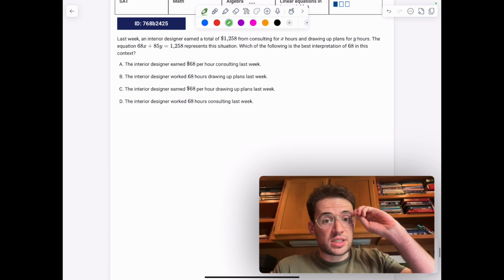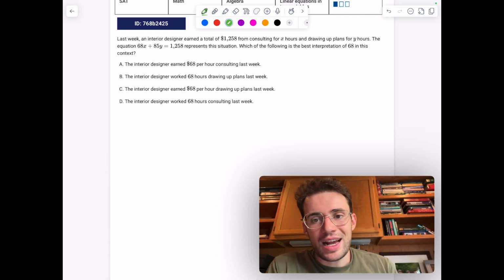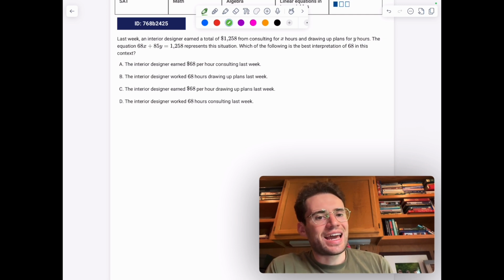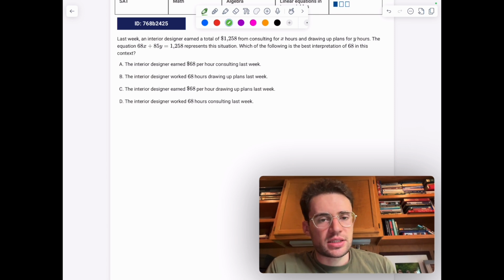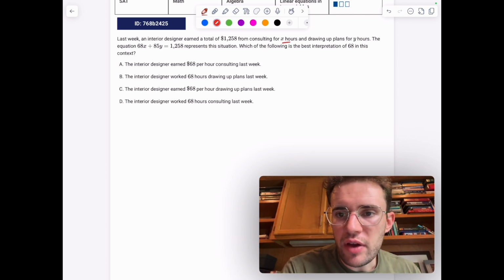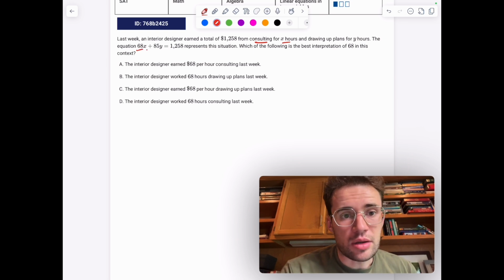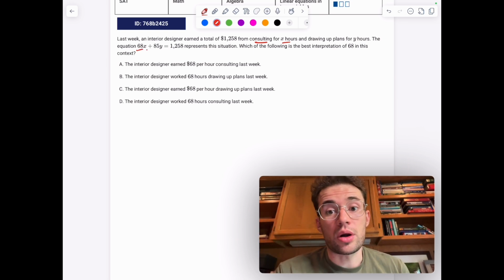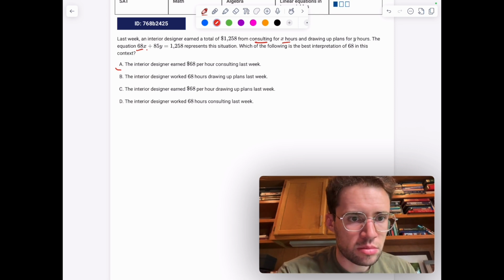Last week, an interior designer earned a total of $1,258 from consulting for X hours and drawing up plans for Y hours. The equation 68X plus 85Y equals 1,258 represents this situation. Which of the following is the best interpretation of 68 in this context? All right, well, X is the number of hours consulting. So 68 is being multiplied by X. So that'd be the cost per hour of consulting. Designer earned $68 per hour consulting last week.